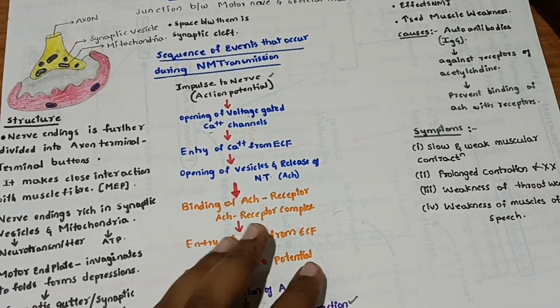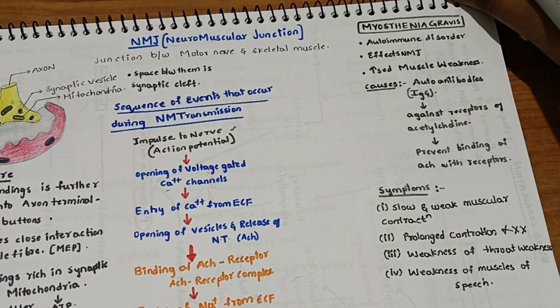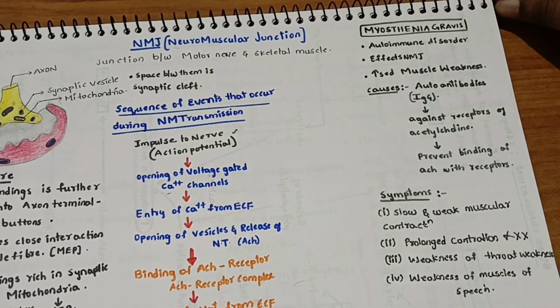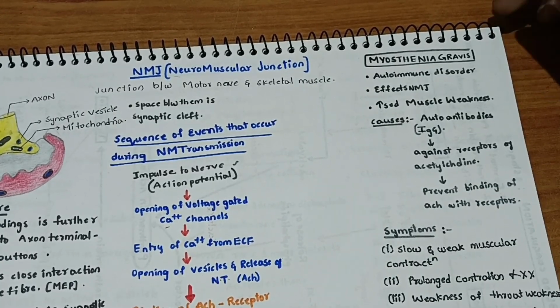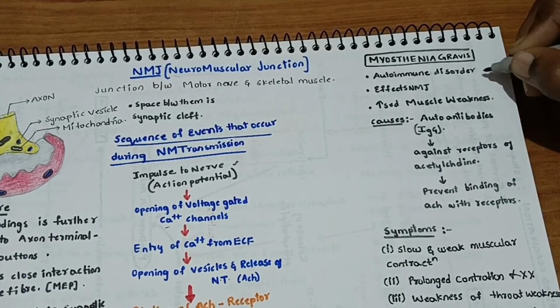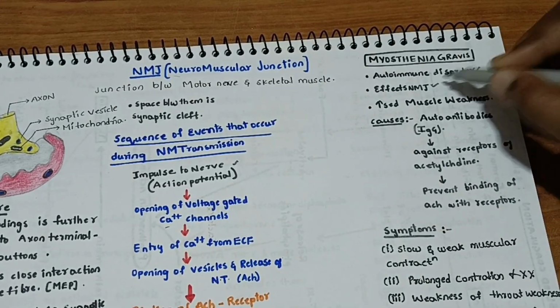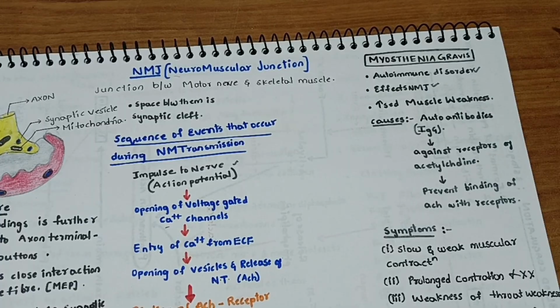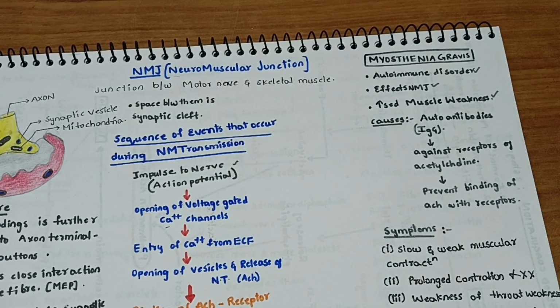Let's see the applied physiology of the neuromuscular junction. There is a condition called myasthenia gravis. It is an autoimmune disorder that affects the neuromuscular junction. What happens? There will be muscle weakness, more muscle weakness in the body.